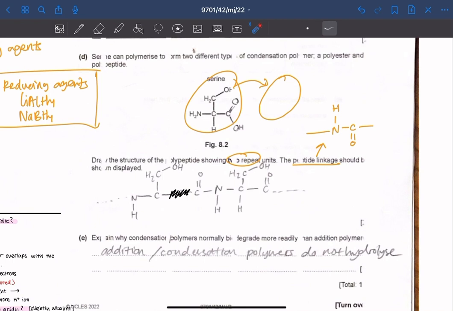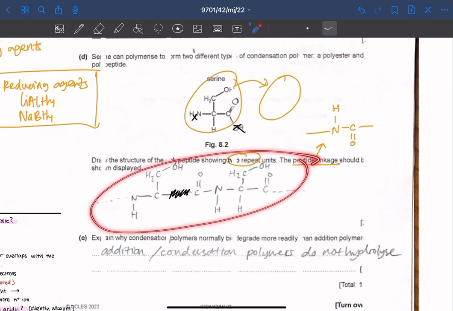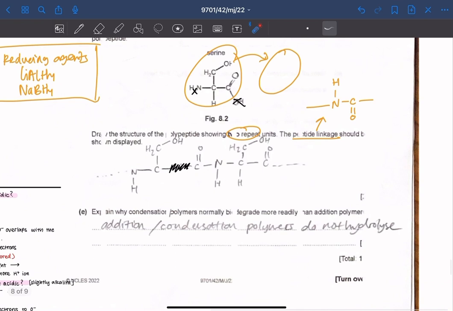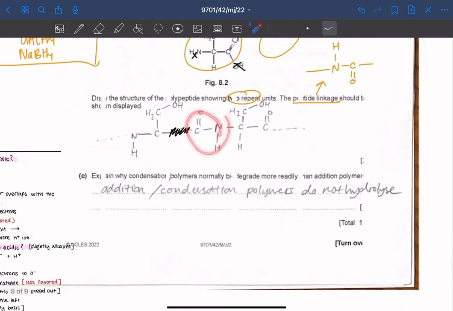And then just need to draw the rest of the structure. So one H is out and then the OH is out. So we just draw this entire structure 2 times, which form this, and you just form bonds. Yes, and that's it. Make sure the peptide linkage is shown.